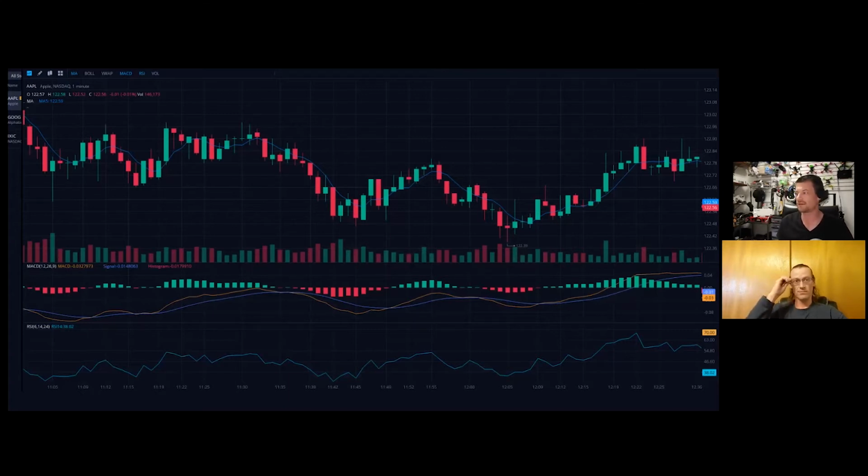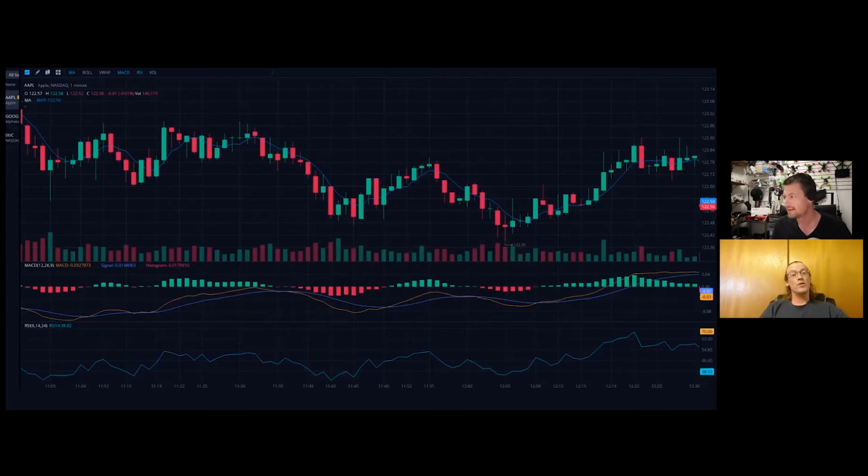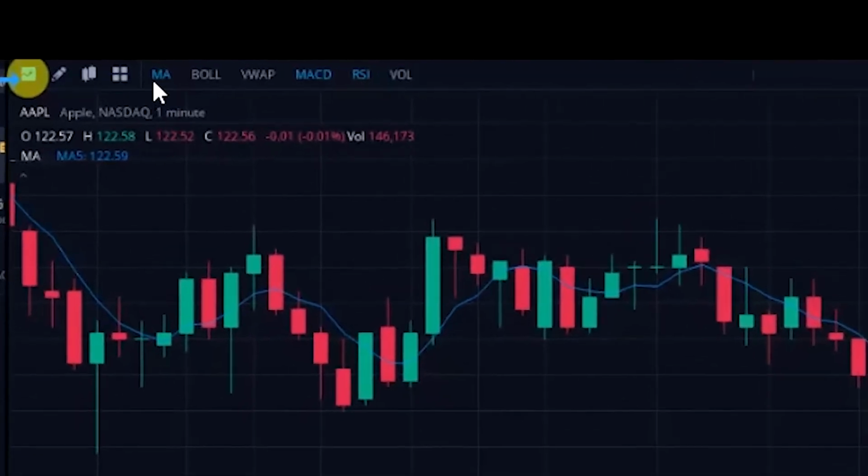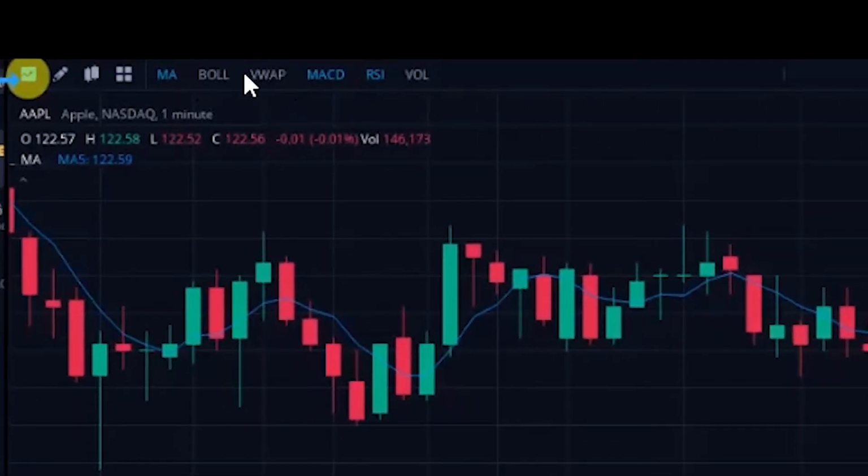Aaron, take us through it. We've got a couple lines moving around there. What is all this stuff? If you're using Webull and you'd like to follow along at home, the first thing that's helpful is learning how to turn these indicators on. If you look up here at the top corner of the screen, you'll notice that we have this button right here. And I'll go ahead and highlight that as well. You're going to press that button up there, and that's going to bring up the indicators along this upper bar.